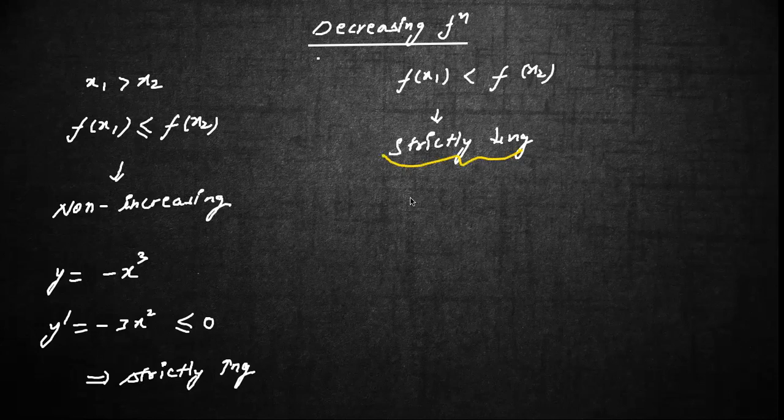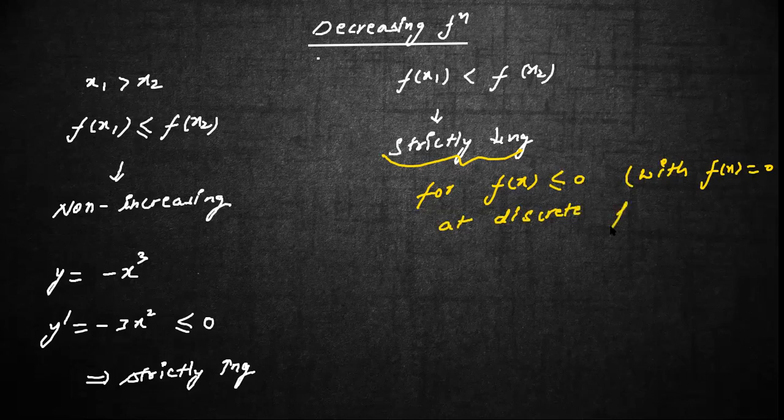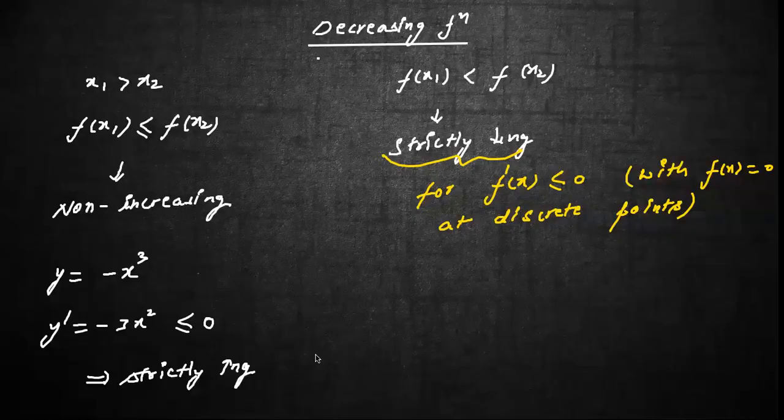So we'll say that the function is strictly decreasing for f dash x less than or equal to 0, with f dash x equal to 0 at discrete points. If it is 0 in separate intervals that is fine, otherwise we will say that this is non-increasing, f dash x less than or equal to 0.